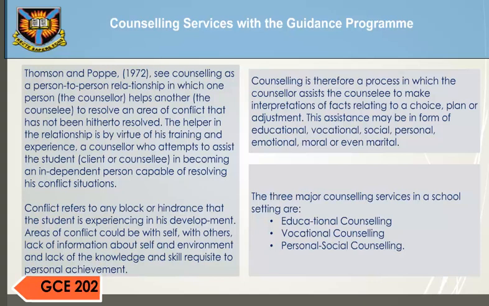Thompson and Pope, 1972, see counseling as a person-to-person relationship in which one person, the counselor, helps another, the counselee, to resolve an area of conflict that has not been hitherto resolved. The helper in the relationship is, by virtue of his training and experience, a counselor who attempts to assist the student, client, or counselee in becoming an independent person capable of resolving his conflict situations.